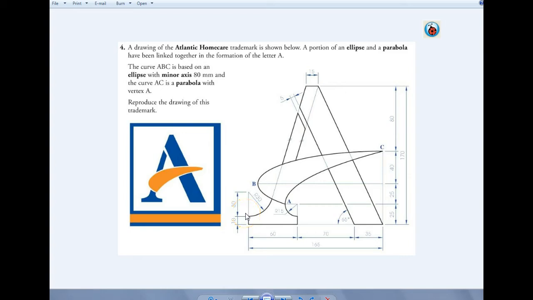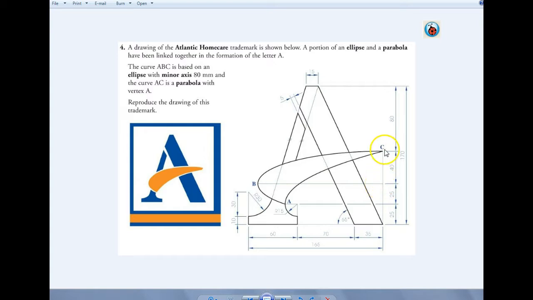So this question is a very good example of a question that looks very complex, but when you break it down, it's actually not too difficult. If we read our question, the drawing is an Alantic Homecare trademark shown, and it's an ellipse and a parabola. The curve ABC is our ellipse, so there's ABC. As you can see, it's a partial ellipse, and we're told we have a minor axis of 80 mil, and we can see this here. Now, as you can see, you were not given the major axis.